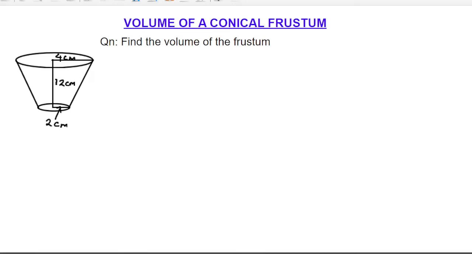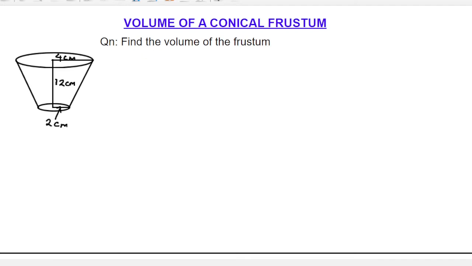This time around we are talking about volume of a conical frustum. There's a question before us and I would like us to do it in two methods, and I would really advise that you be looking out for the second method. So please just be patient up to the end of the video. It is quite an interesting method to learn.